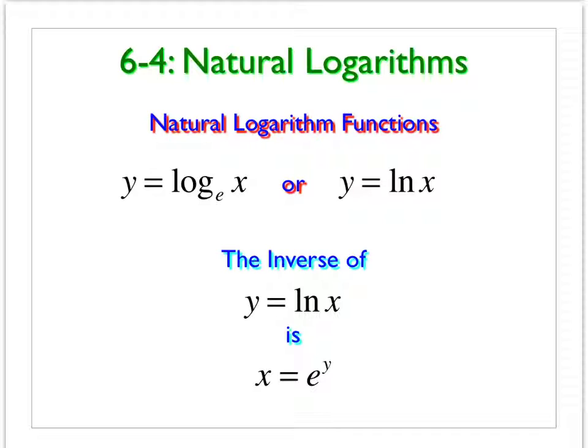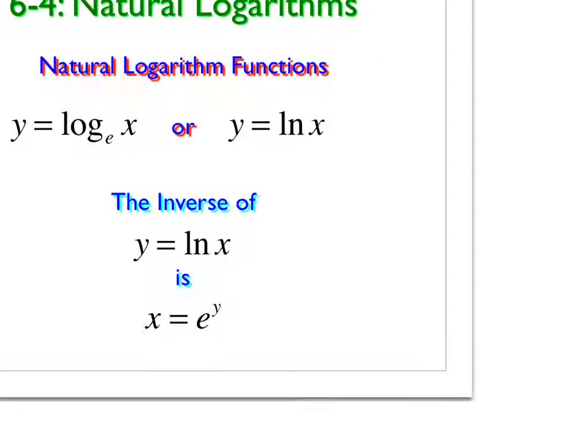But y equals log base e of x is the same thing as the natural log of x. That's what natural log is. So that means that the inverse, if you were to do the circle method on natural log of x, you'd get this exponential function, x equals e to the y power. Natural log is ln. Natural log of x is the same thing as y equals log base e of x.